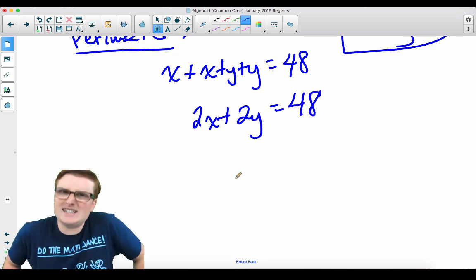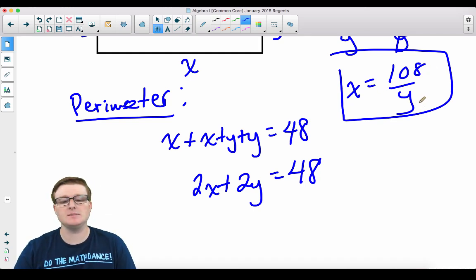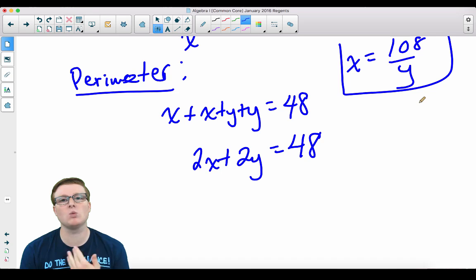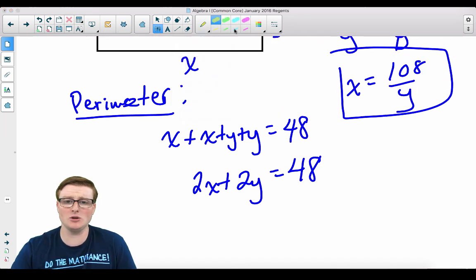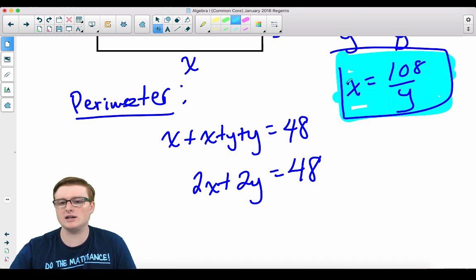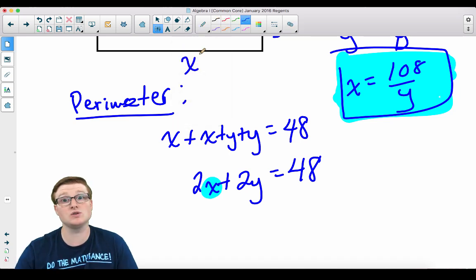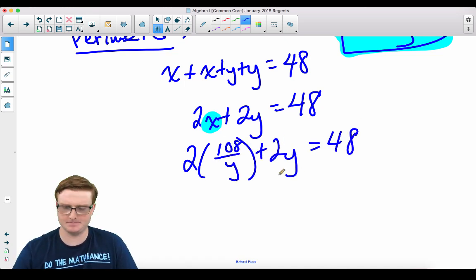But hold on a second, ladies and gentlemen. Didn't we just get the value of x to be 108 over y? We need that, because you can't solve for two variables at once. You have to get rid of one of them. So they told me what the area is. Let's find x, and then we're going to plug this 108 over y in for x just to solve for one of those variables. Fantastic. So let's take this: 2 times 108 over y plus 2y is equal to 48.